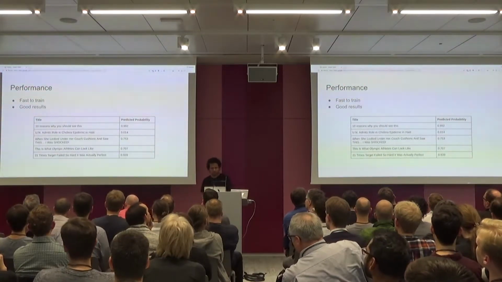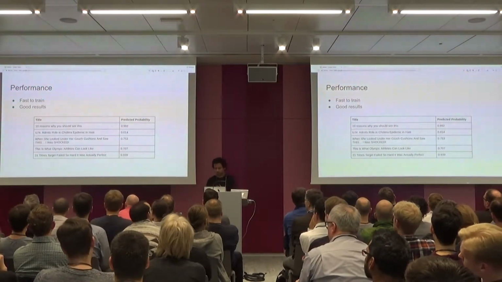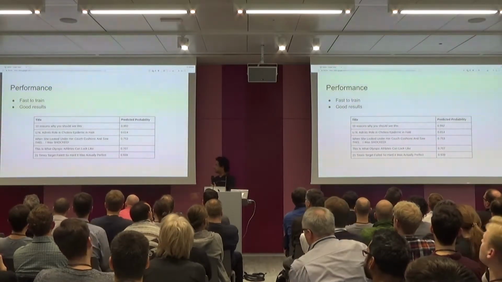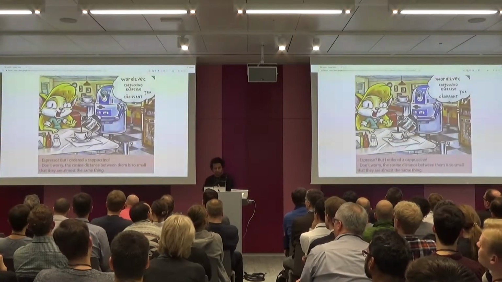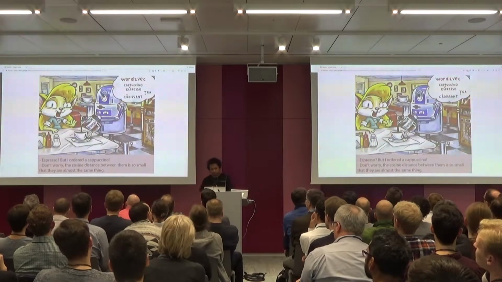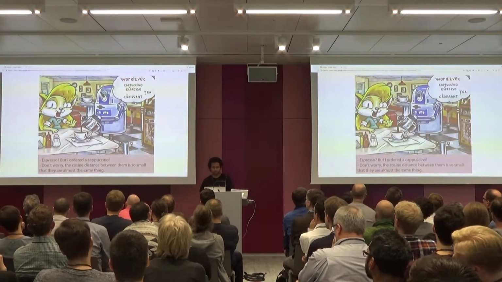So the models were easy to train. It was very fast. Reported AUC was also very good. We can see some results here, but I mean, yeah, it's working fine, not bad. But yeah, you know, if you're asking for espresso or cappuccino, they have similar word2vec vectors.